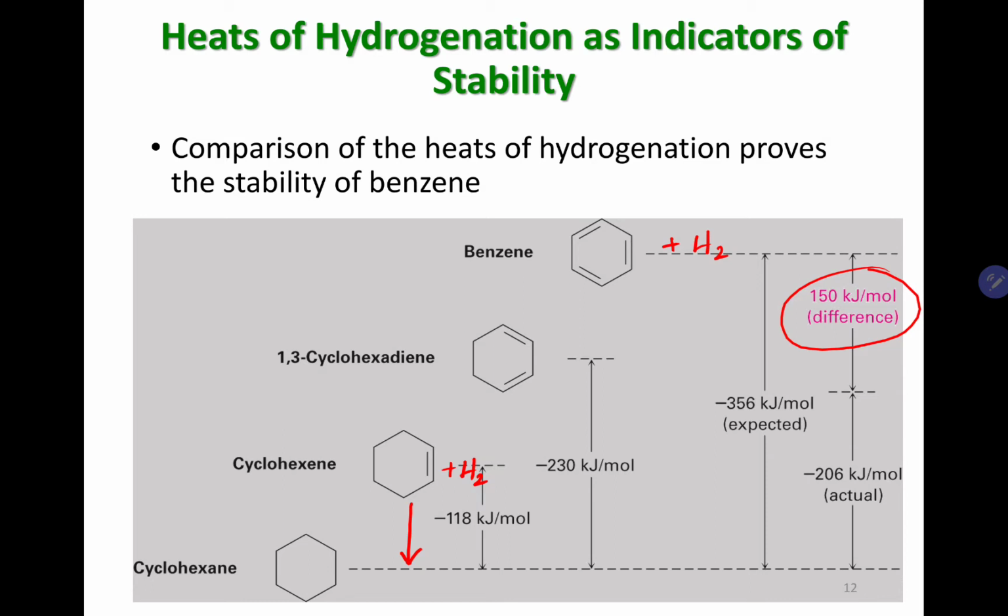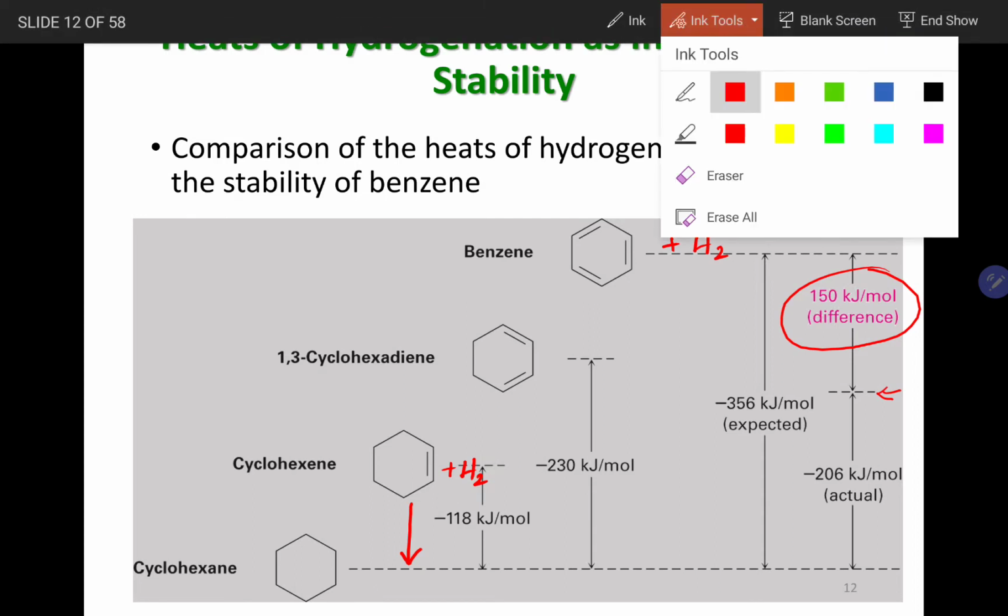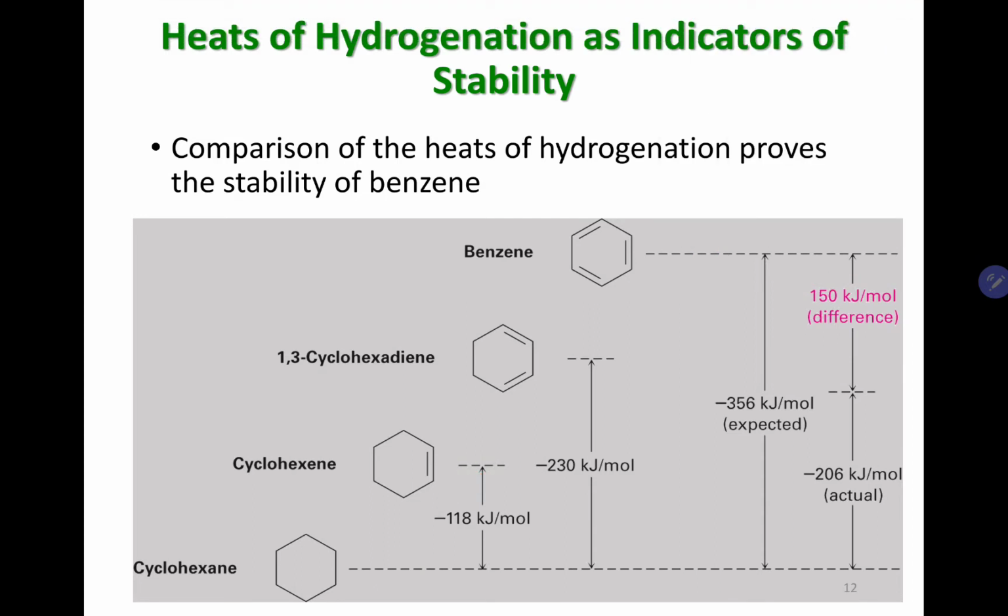Benzene is actually more stable than the traditional three double bond cyclohexatriene expectation. So benzene's energy is at this point, 150 kilojoules per mole less than the expected value. So now we know for sure, from this experiment, that benzene is actually more stable than regular alkenes. But why? The question is why.